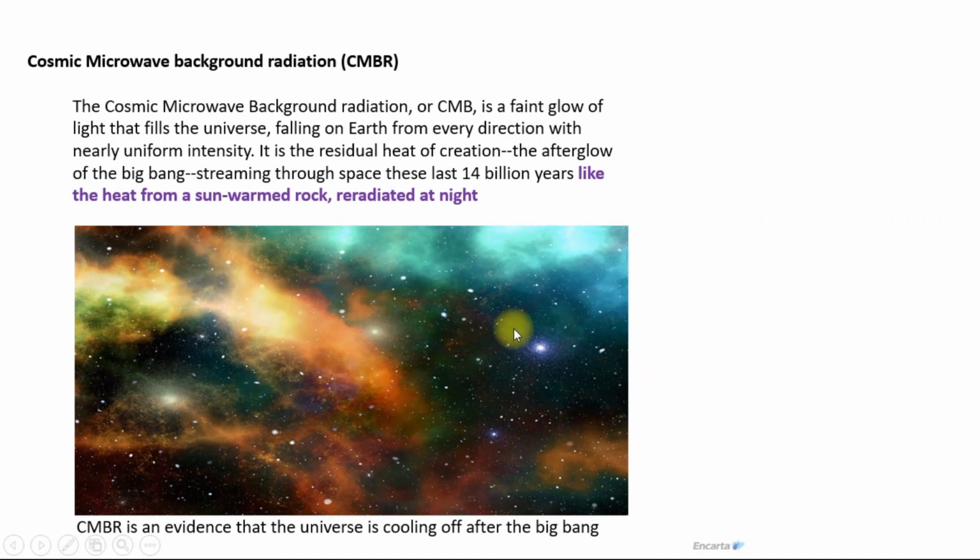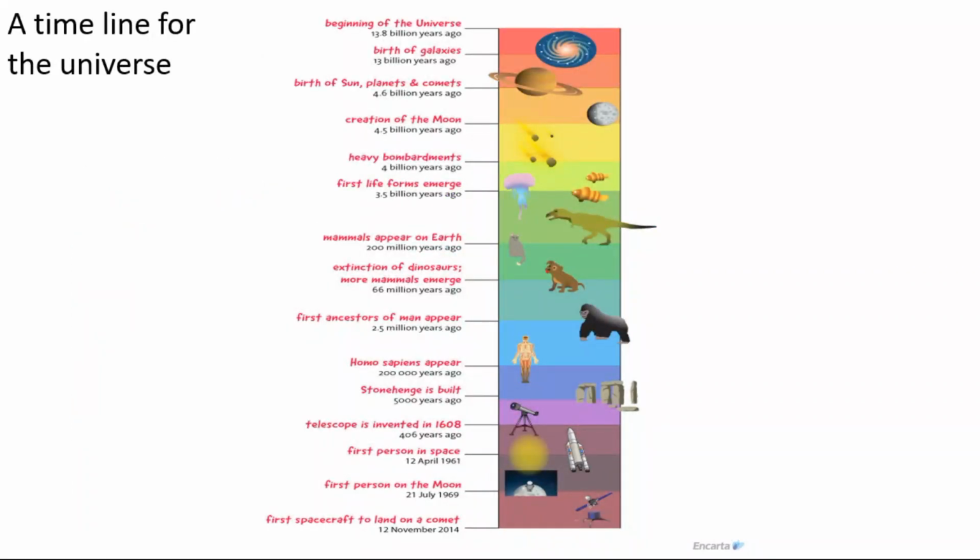So when you observe the universe, you notice a lot of this afterglow, which we call the cosmic microwave background radiation. This is similar to heating a stove and then the stove radiating the heat back to the surroundings. The CMBR is evidence that the universe is cooling off. It must have started with an intense temperature, like what the Big Bang states, and currently it's cooling off. That's another useful evidence that supports the Big Bang theory.